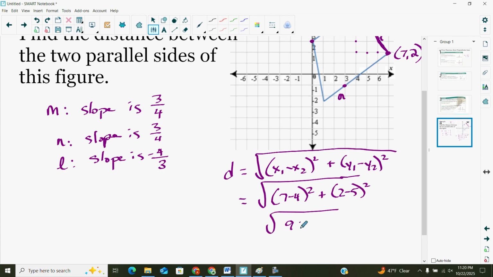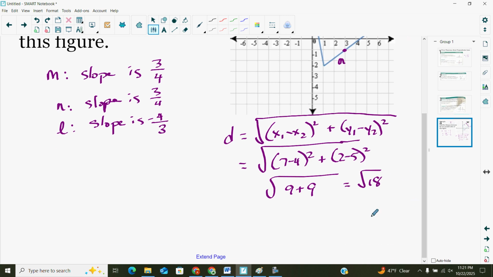3 squared, negative 3 squared, root 18. Should probably reduce it. Factor of 18, that is a perfect square, 9 times 2. And the distance between them is 3 root 2.